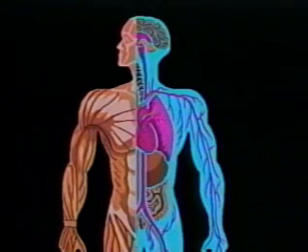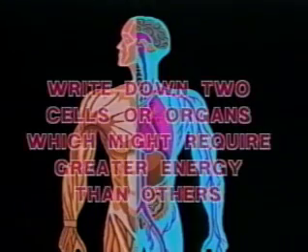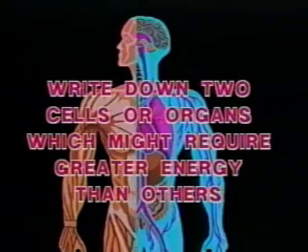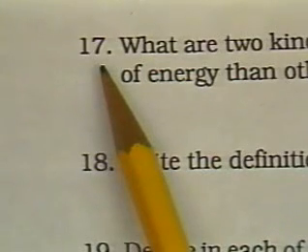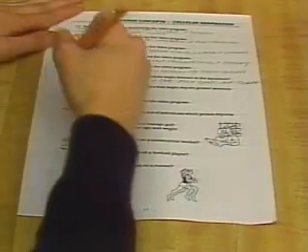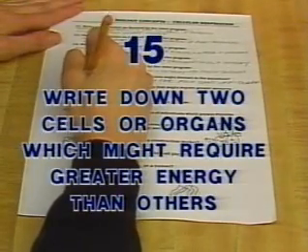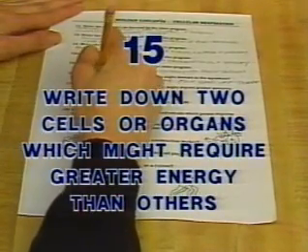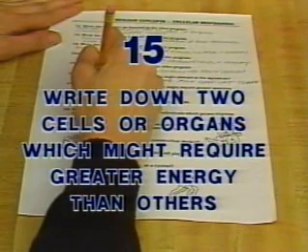Within an organism, certain cells or organs require greater amounts of energy than others. Can you think of two kinds of cells or organs which might require greater energy than others? Write your answer under number 17 on your activity sheet and give the reasons for your choices. You have 15 seconds to do this.